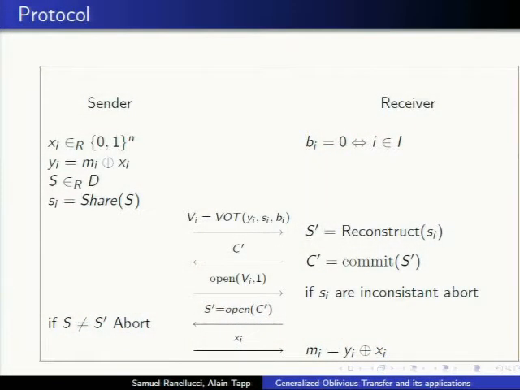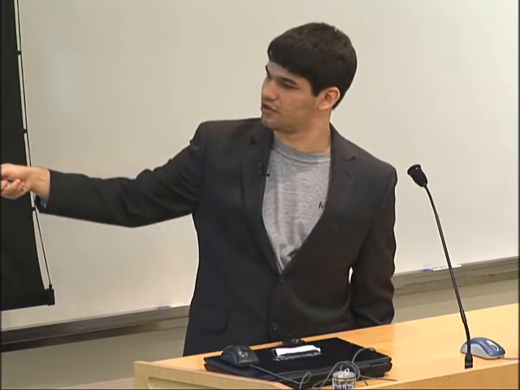So now, how do we fix it? Well, the main problem here is that the shares can be inconsistent. So what we want to ensure is that the shares are consistent. The basic idea is to replace the OT with a verifiable OT, and instead of sending the secrets directly, he commits to it. Then the sender can reveal the shares that he used, because of the properties of the verifiable oblivious transfer, and then he can check that the shares are consistent.